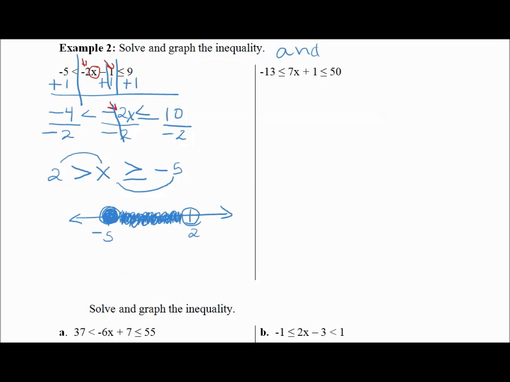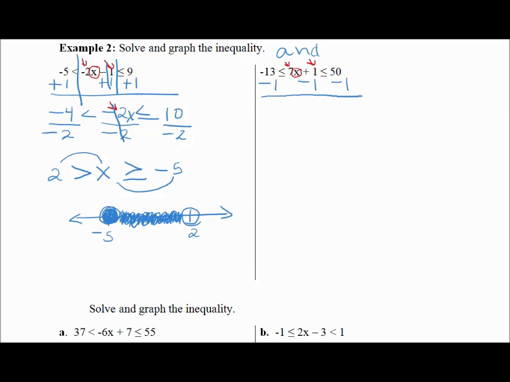Now I have -13 less than or equal to 7x plus 1 less than or equal to 50. Now remember, our goal is always the same. We want to isolate our variable, so we want to get this x by itself. So that means that I need to get rid of that 1, and I need to get rid of that 7. And I'll get rid of the 1 first. I'll do that by subtracting 1 from all three sections. Subtract it from the left, the middle, and the right.